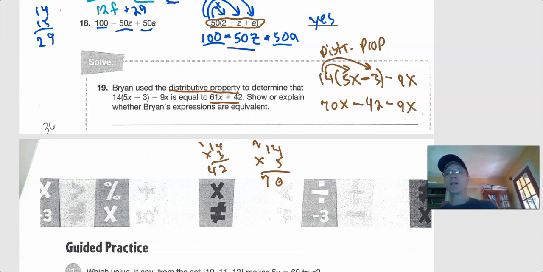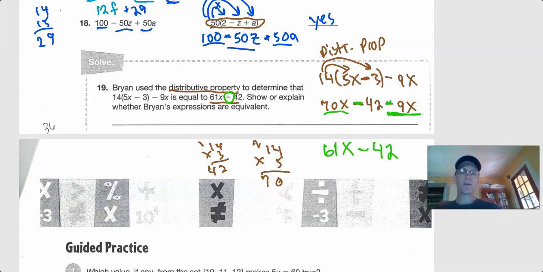We're going to combine those like terms, remember? You can put those guys together, 70x, and then remember it's not just 9x, it's minus 9x. That sign goes with it. So what's 70 minus 9? That's going to be 61x, right? 70 minus 9. And we subtract 42. So Brian's wrong, because Brian put 61x plus 42. So he just didn't follow the sign. He forgot his sign right here. So he was wrong on that.